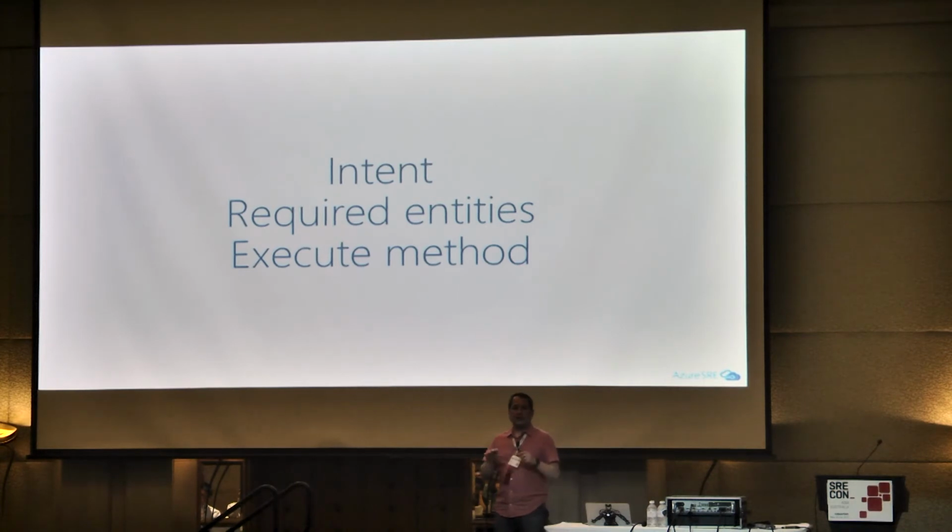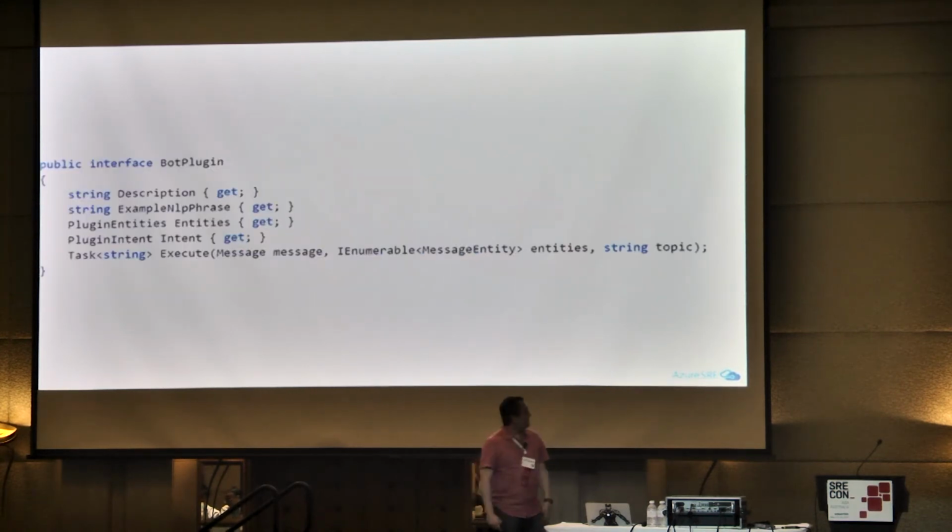For example, if you want to write that plugin that I showed you guys, who is on call, you would say that the intent is to know who is on call, or on-call only. Then you would say what the required entities are. Think about the required entity, for example, for who is on call: what is the service name or the team name that you want to know the person who is on call for. And then you would implement the execute method. And the result of that method, what we return back, is actually HTML. So this is the interface, a simple interface, as you can see.